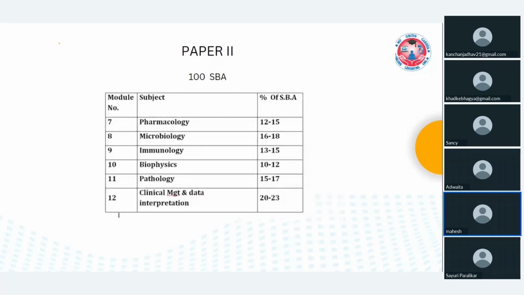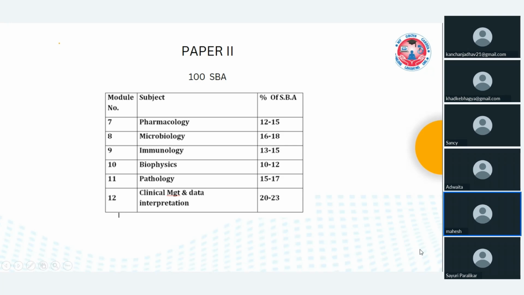Then paper 2, again with 100 SBAs, and the modules are pharmacology, microbiology, immunology, biophysics, pathology, clinical management, and data interpretation, out of which clinical management carries a lot of weightage. Almost 20 to 23% of SBAs are there.